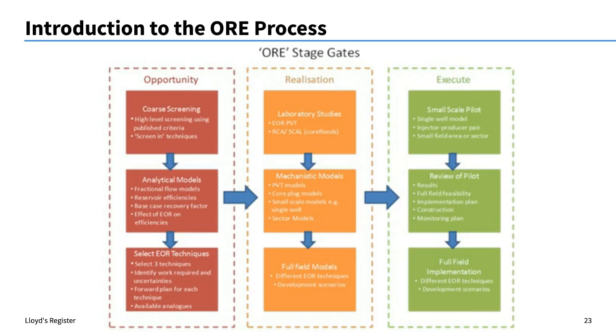So obviously the next stage after you've done the opportunity is realization. You do laboratory tests, including PVT and various core floods to assess potential. Once you've done that, you move on to mechanistic modeling, which can include modeling the core, modeling small sectors, scaling up to eventually go to a full field model.